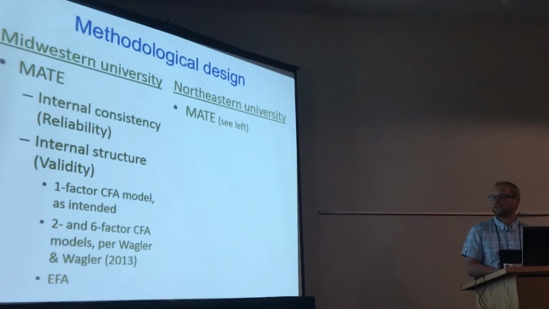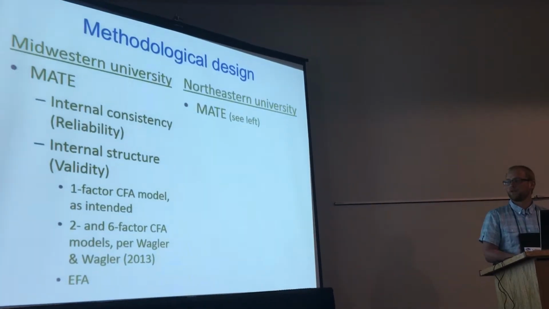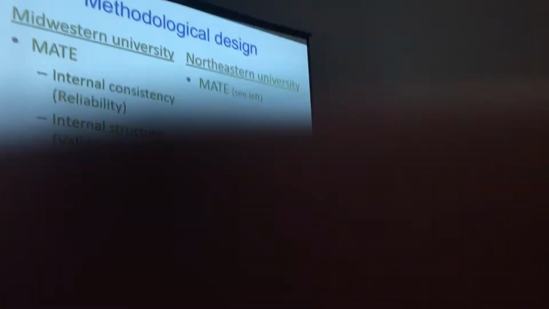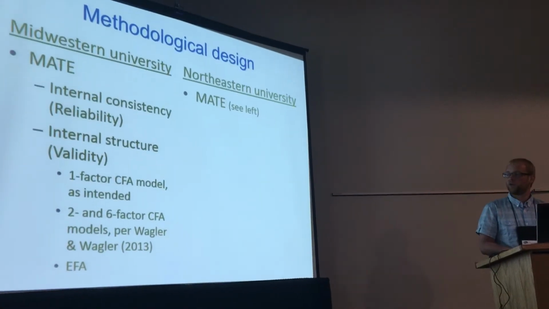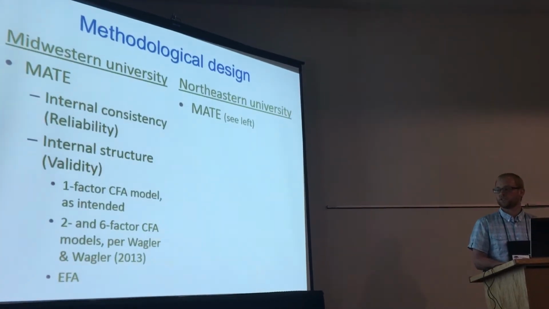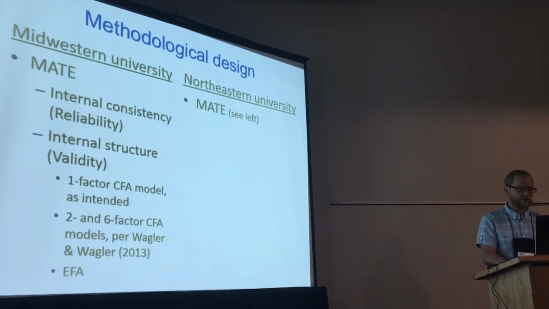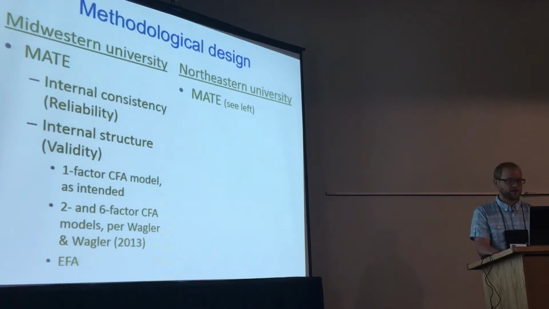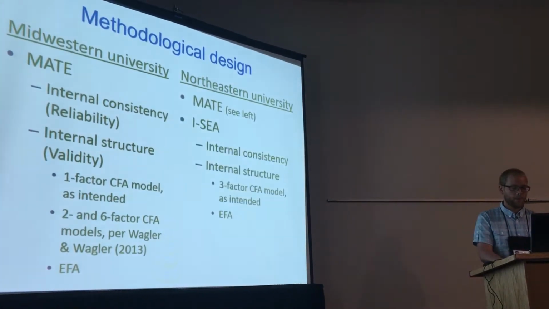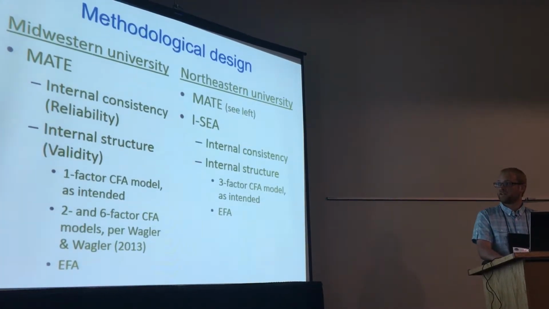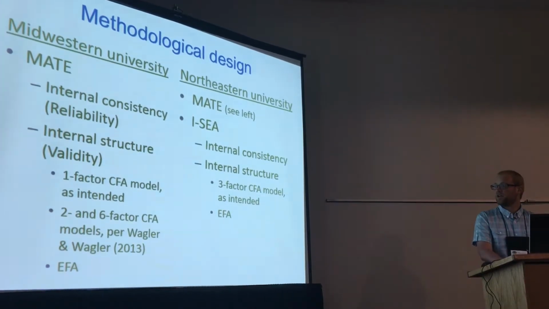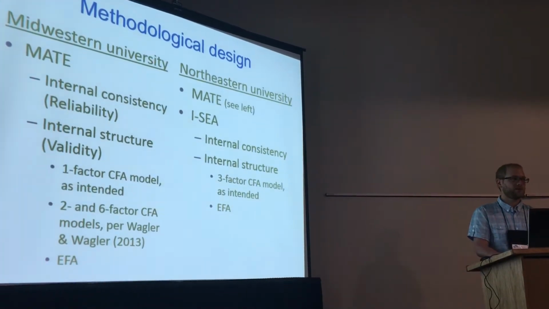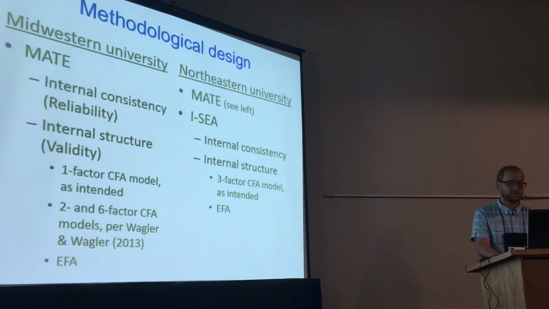So we investigated a number of different confirmatory factor analyses, the intended unidimensional model, and also a couple others suggested by other authors, especially Wagler and Wagler. And then also an exploratory factor analysis to try and tease apart what the confirmatory factor analyses might mean. For the IC, we investigated similar sorts of evidence. Notably here, it's purported to have a 3-factor structure, so that's what we tested for internal structure.